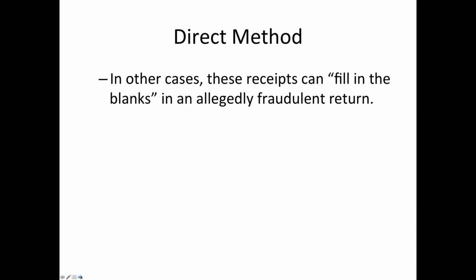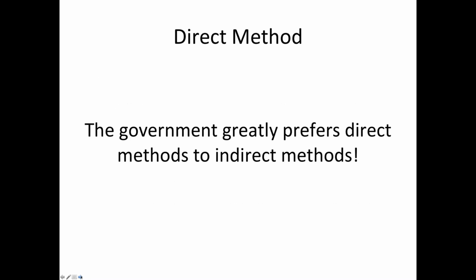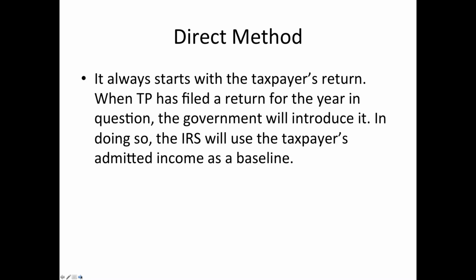In other cases, these receipts can fill in the blanks in an allegedly fraudulent return. So, as we discussed, the government greatly prefers direct methods to indirect methods. And the way it starts is with the taxpayer's return. When the taxpayer has filed a return for the year in question, the government will introduce it. In doing so, the IRS will use the taxpayer's admitted income as a baseline.